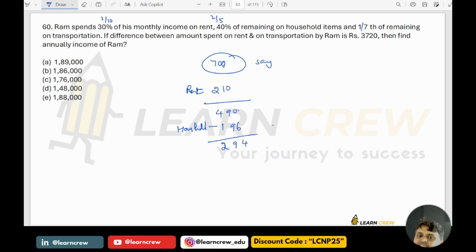Now the remaining 1 by 7th is for transportation. For transportation, 1 by 7th of 294. How much? 42. So the remaining would be 294 minus 42, 252. The difference between the amount spent on rent and transportation by Ram is 3720. If this 252 is 3720.